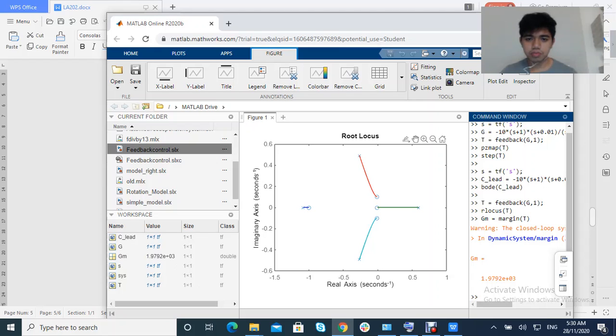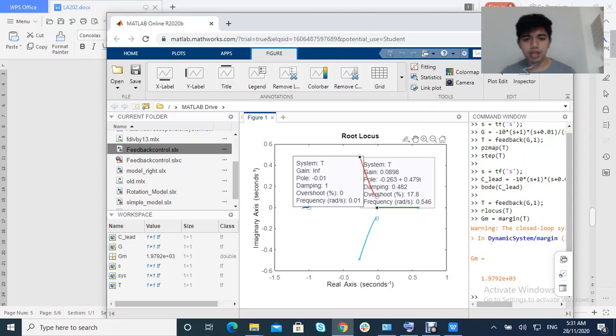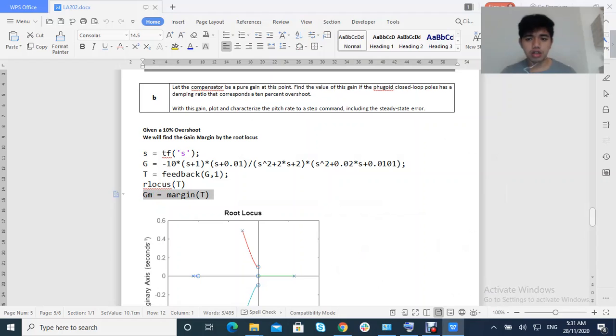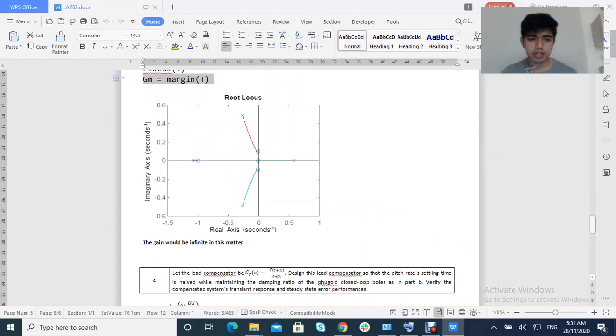So you can see there's a value, 1.9792e+03, but for our given, it's an infinite value, since the given shows that it is infinite for this matter.